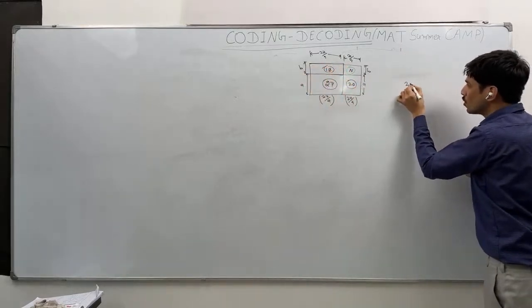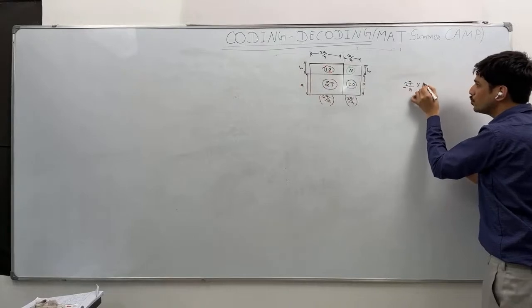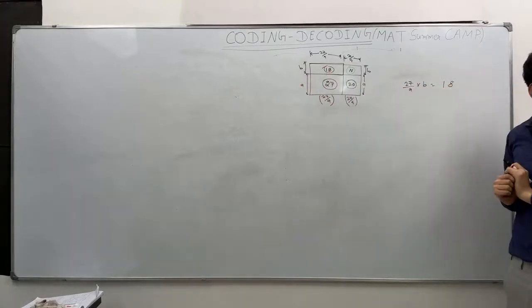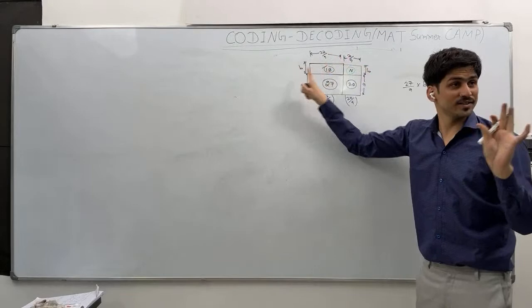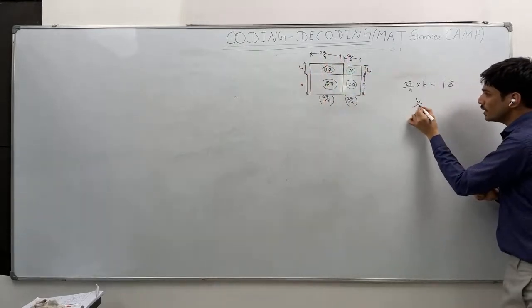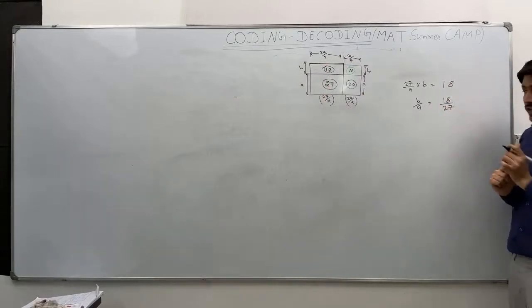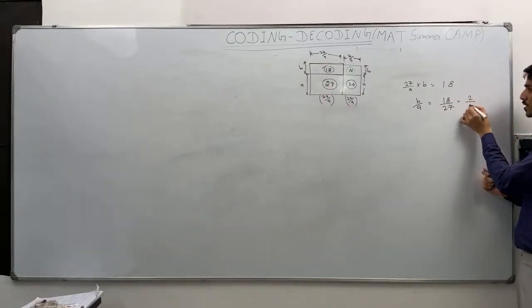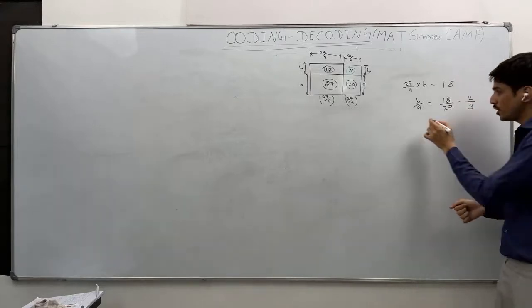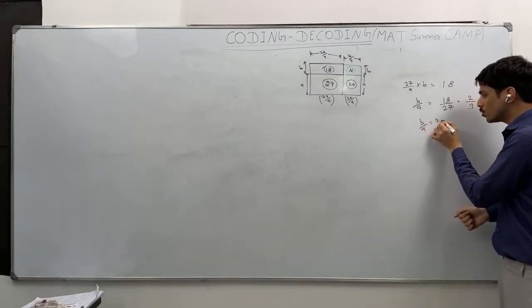Now if I ask you, what is the area of this rectangle? So can I say 27 by A into B equal to 18? Is it clear? Length into breadth, right? Okay. Now from here you tell me the value of B upon A. B upon A is 18 upon 27. Clear? So what is 18 upon 27? 2 by 3, right? So it means we have got B upon A equal to 2 by 3.